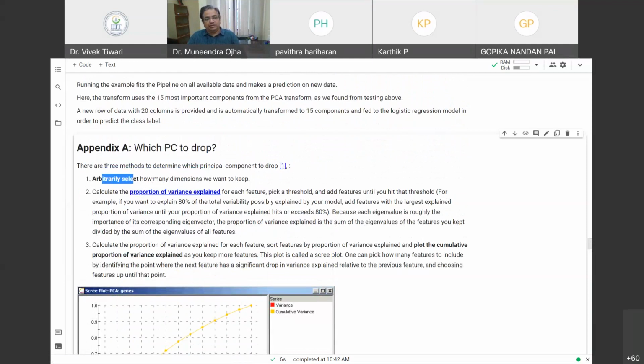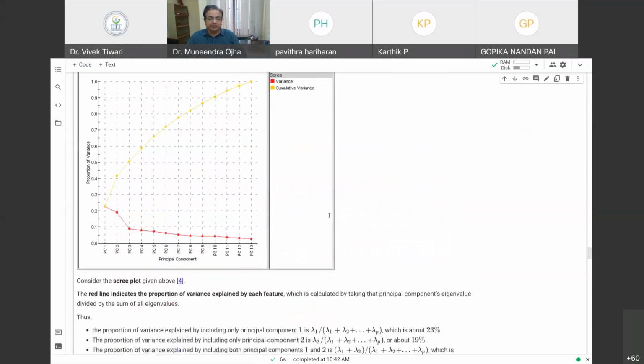The first one is to arbitrarily select how many dimensions we want to keep, which is not a very scientific method. The second is to calculate the proportion of variance explained for each feature, pick a threshold, and add features until you hit that threshold. For example, if you want to explain 80% of the total variability, add the feature with the largest explained proportion of variance until your proportion of variance explained hits or exceeds 80%.